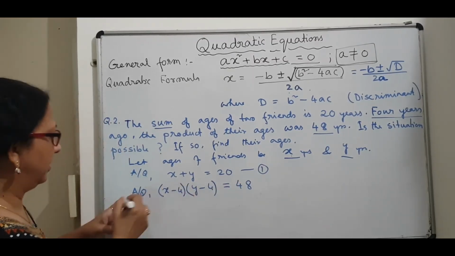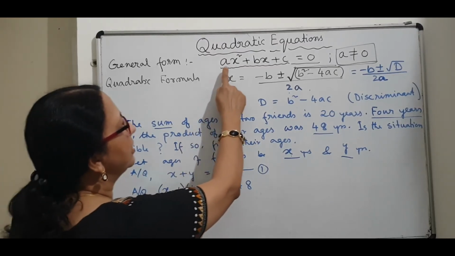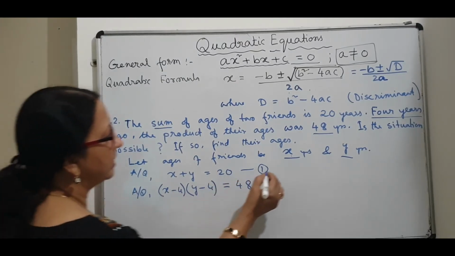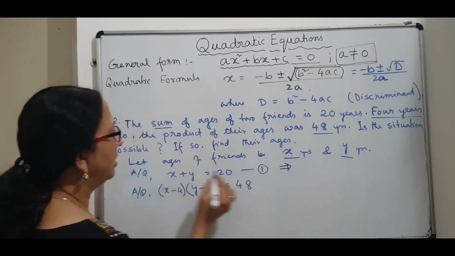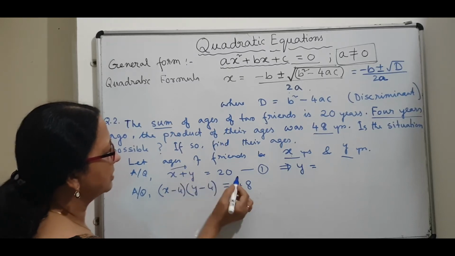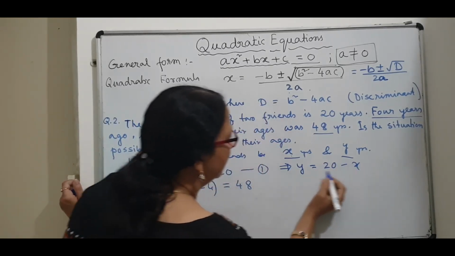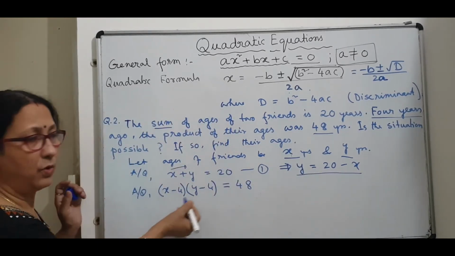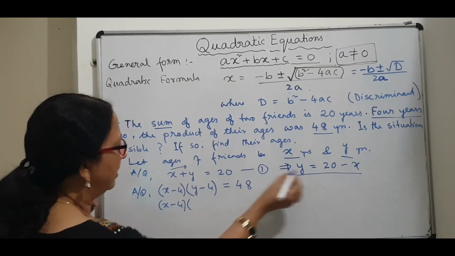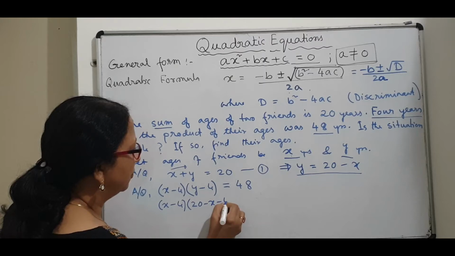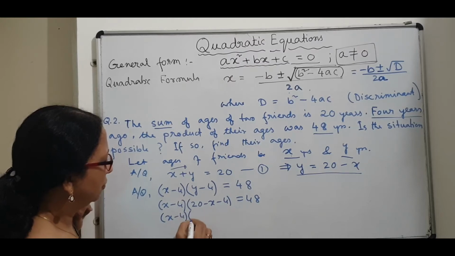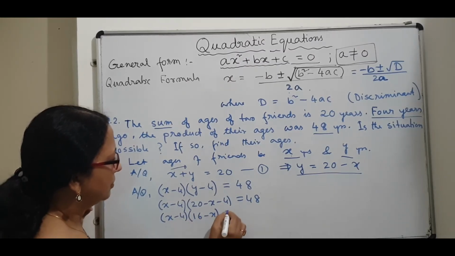Now we'll simplify this, and since our quadratic equation is in one variable, we'll try to convert into one variable. How is it possible? From equation 1 I can use the substitution method, that is, I'll replace y. y will be 20 minus x. If I substitute this, it will convert into one variable. So it is (x minus 4) into (20 minus x minus 4), that is 16 minus x, is 48.